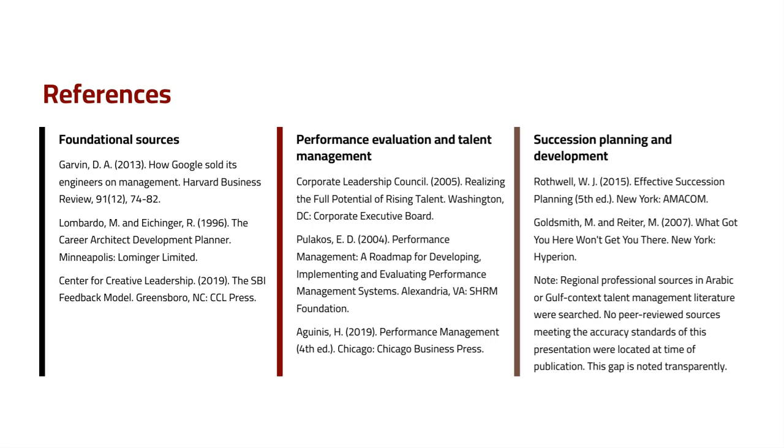Foundational sources include seminal works like Garvin's article on management at Google, Lombardo and Eichinger's Career Architect Development Planner, and the Center for Creative Leadership's SBI feedback model. For performance evaluation and talent management, we drew heavily from comprehensive texts by the Corporate Leadership Council, Pulakos, and Aguinis, which offer in-depth frameworks and practical guidance. Additionally, succession planning and development insights come from experts like Rothwell, Goldsmith, and Ryder.